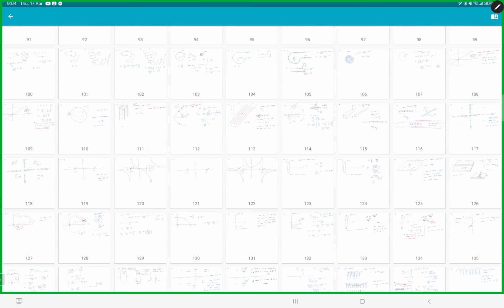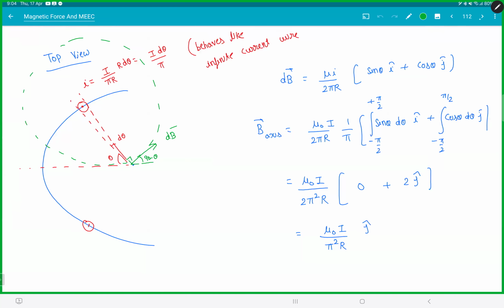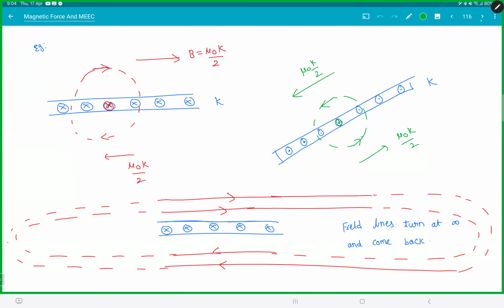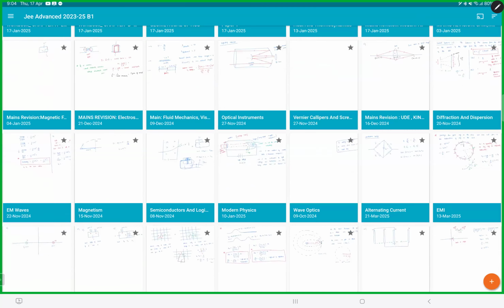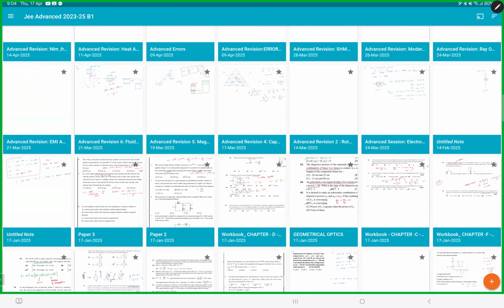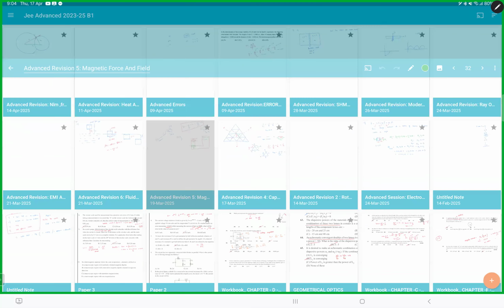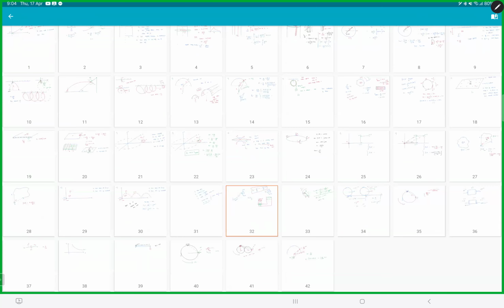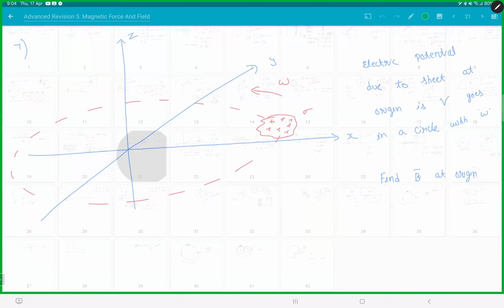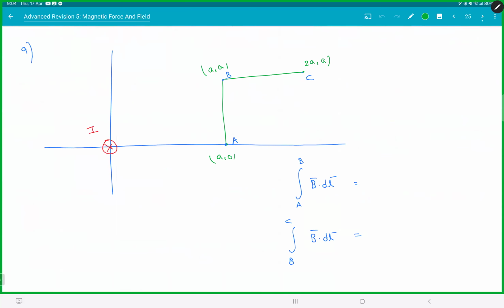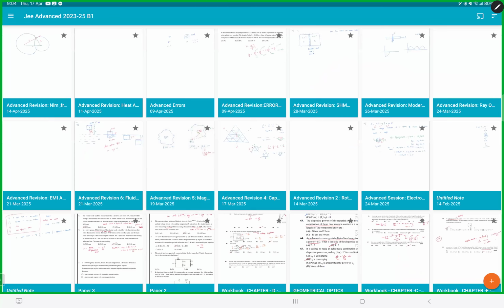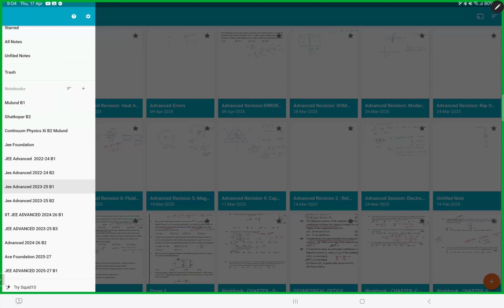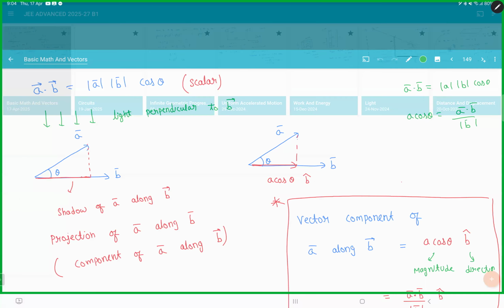Yeah, should be somewhere here. I couldn't find it right now. It should be here, I guess. Nah, it's there somewhere. We'll see later on when it comes.